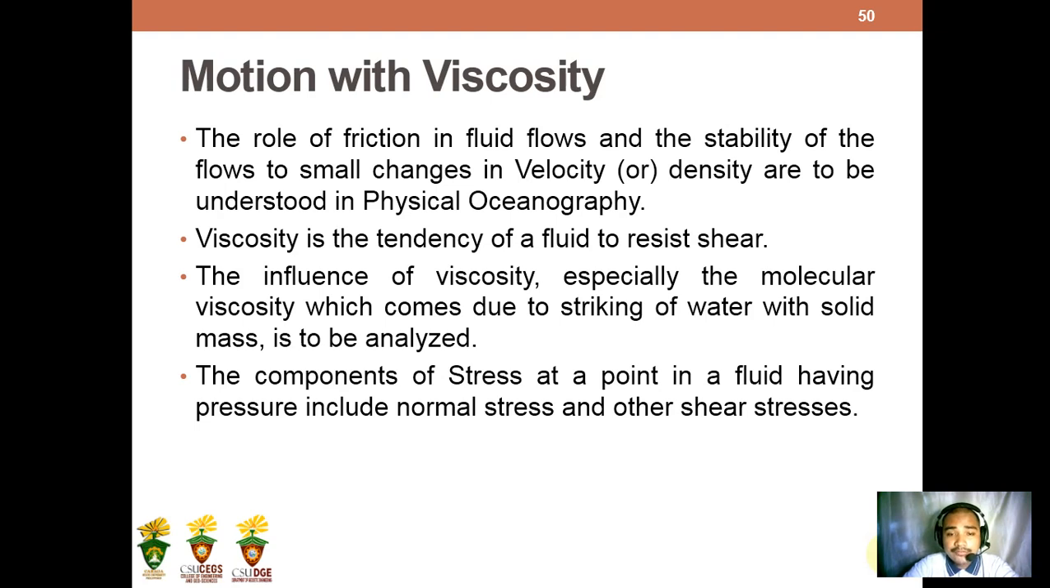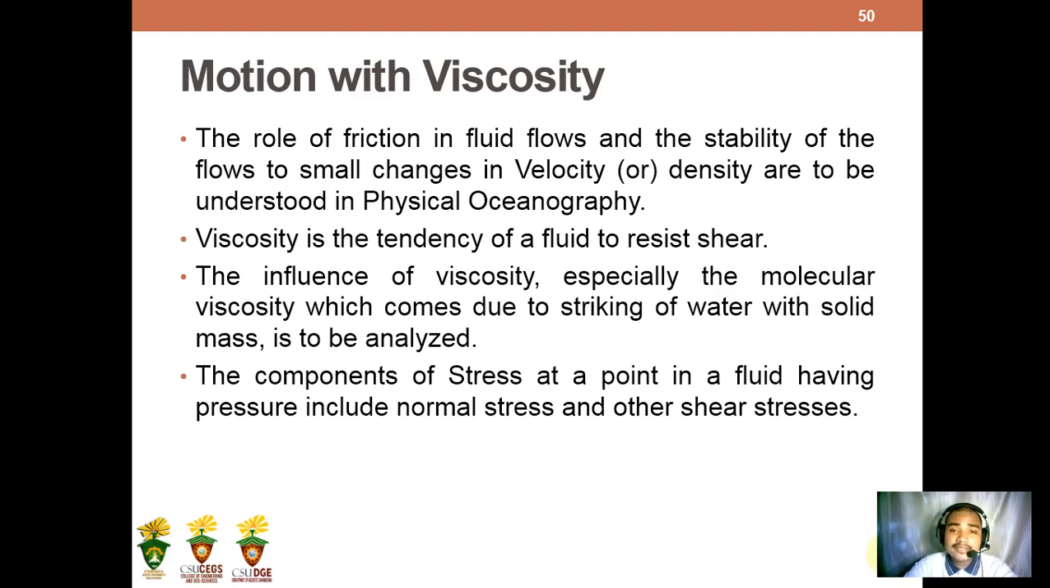The role of friction in fluid flows and the stability of the flows to small changes in velocity or density are to be understood in physical oceanography. The movements or the motions of the water, the fluid flows, are very important, a precious part of understanding physical oceanography. So when we say viscosity, it is the tendency of a fluid to resist shear. And the influence of viscosity, especially the molecular viscosity, which comes due to the striking of water with solid mass, is to be analyzed.